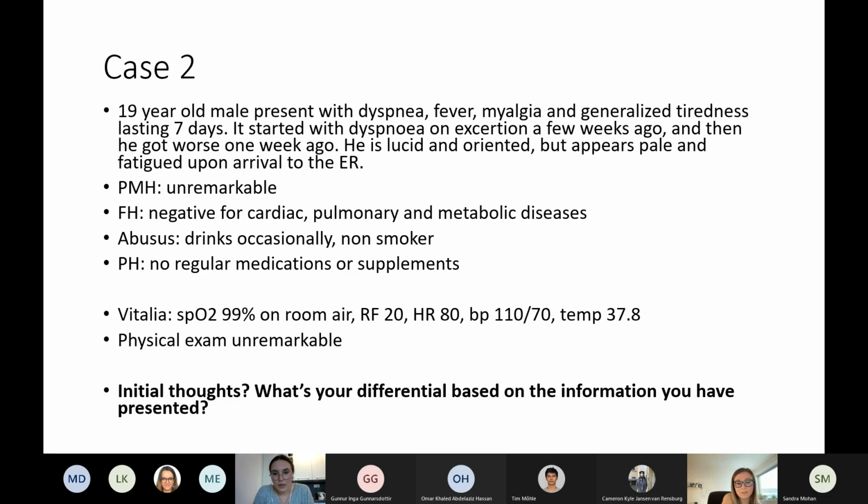Pharmacological history, no regular medications or supplements. Vitals are 99% on room air, respiratory frequency of 20, heart rate is 80, blood pressure normal, and he's subfebrile, 37.8. And the physical exam is unremarkable. So what are your initial thoughts of this young man?